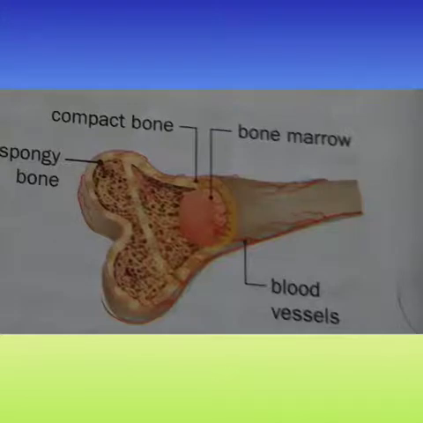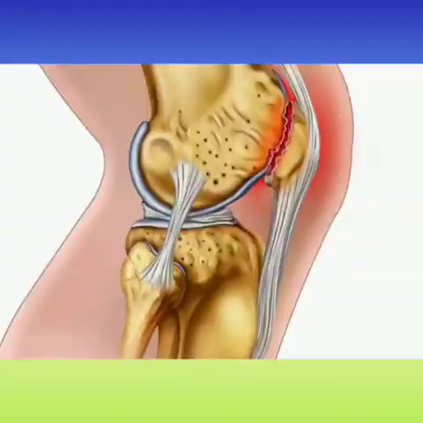Now we will see the joints. First, we will learn cartilage. Cartilage is a strong, elastic, yellowish or white colored substance present.